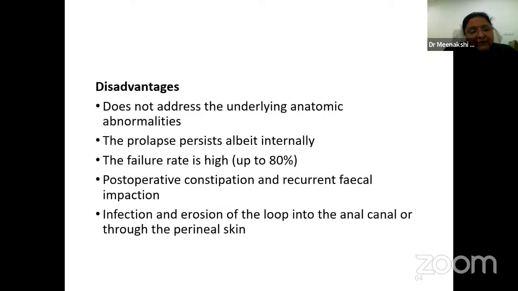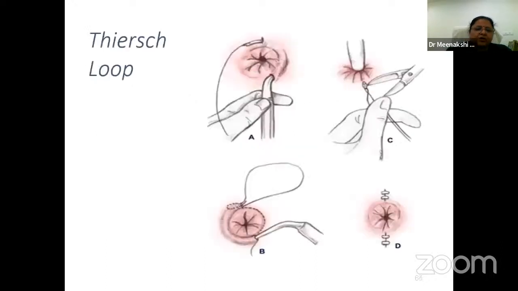But there are significant disadvantages, that is, it doesn't address the underlying anatomic abnormality. Okay, we are just preventing it from coming out. We are just trying to push it back. Okay, but the prolapse is going to remain there internally, and the failure rate is almost up to 80%. And post-operative constipation and recurrent fecal impaction are very, very common after this anal encirclement, and infection and erosion of the loop into the anal canal or through the perineal skin can occur.